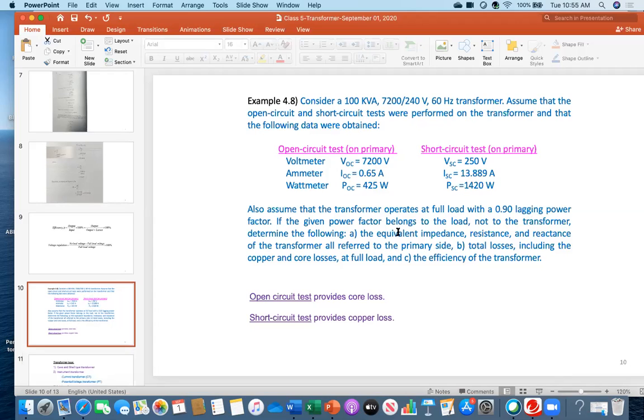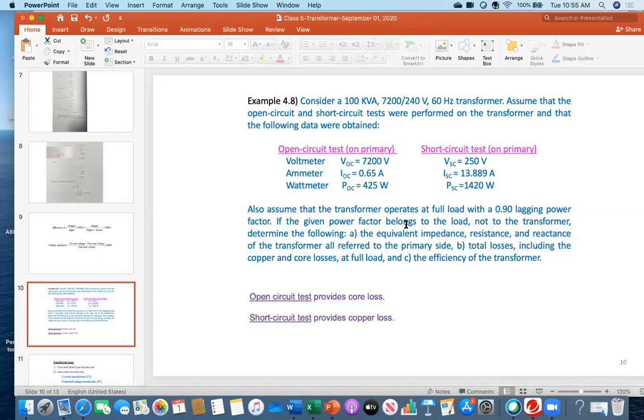The given power factor belongs to the load, not to the transformer, as I told you. That power factor is actually related to the customers, related to the load, not to the transformer. That is the meaning. Then determine the following. What's the question? Find the equivalent impedance, resistance, and reactance of the transformer, all referred to the primary side.